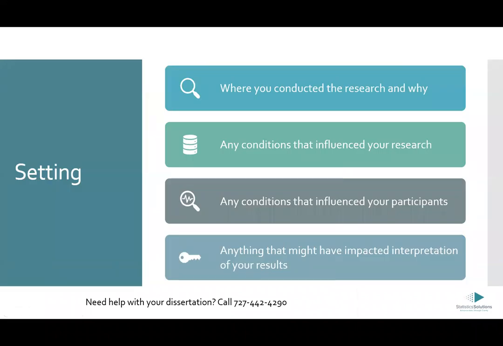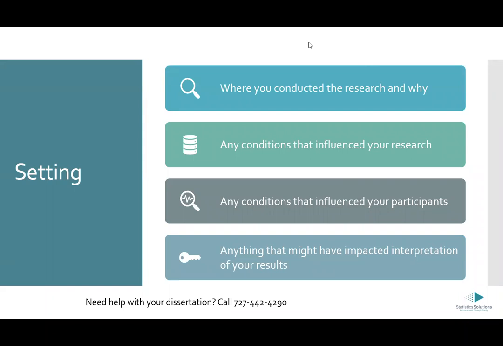Next, you're going to go into the setting. So think of this as providing the context for people to understand your results. Before they can understand what people said, they need to understand in what context they said it and also who said it. So to start, you're going to talk about the setting for your study.